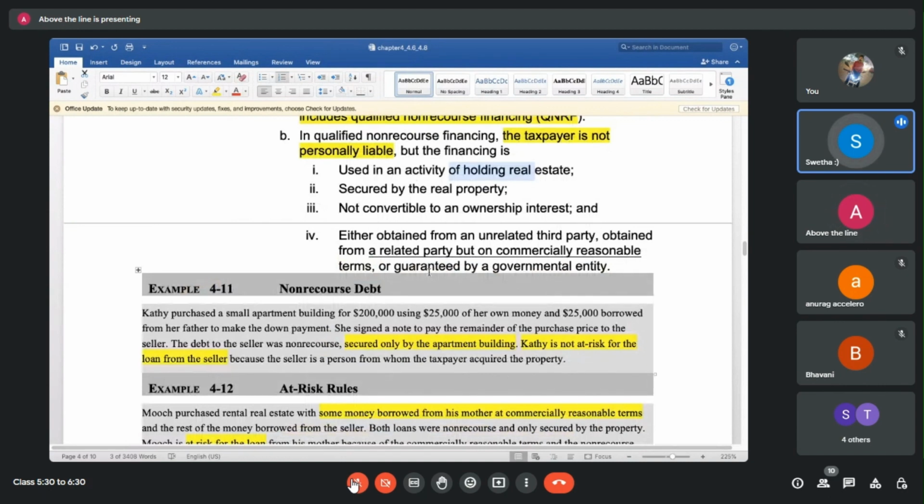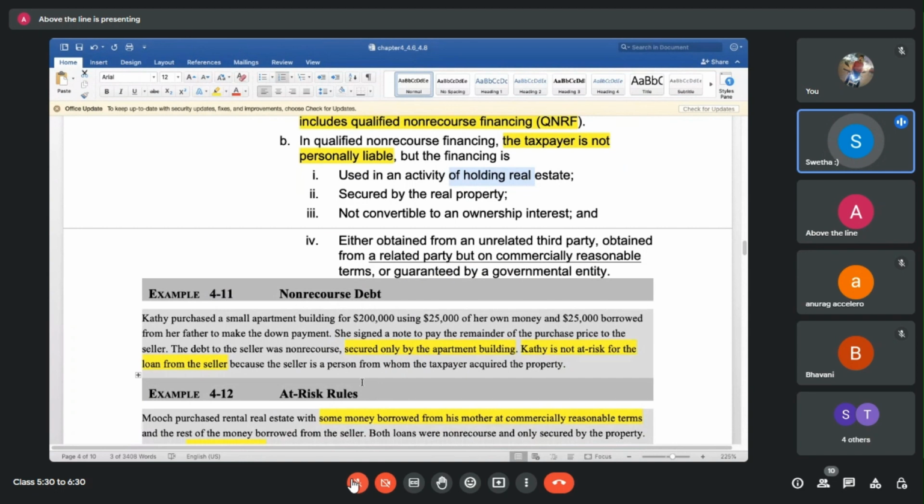Okay. Ma'am, one confusion. Go ahead. Ma'am, in the example, non-recourse debt 411, she signed a note to pay the remainder. So does this mean she has given the guarantee? She signed a note to pay the remainder. So what she's saying is that I'm going to pay it later, but she has not given any guarantee. She's not saying that if I don't pay this, you can come and take away my other property. That loan is strictly against this building that she has bought.